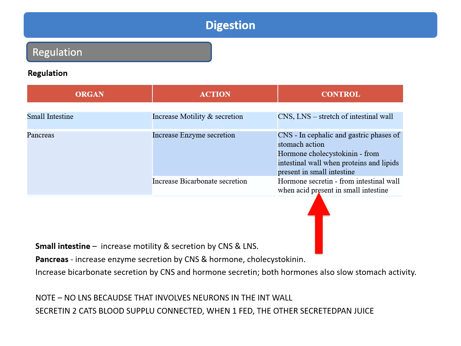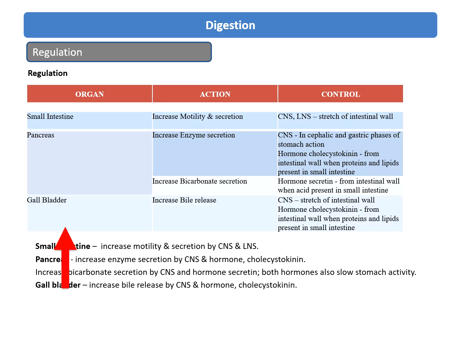You might also note that there's no local control of the pancreas because, remember, local control involves the wall of the intestine, and the pancreas is not part of that wall. And then finally, we have the gallbladder. The gallbladder will increase the release of bile. Remember, it's produced by the liver. This is accomplished by central reflexes due to stretch of the intestinal wall, as well as the hormone cholecystokinin from intestinal wall cells when proteins and lipids are present in the small intestine.